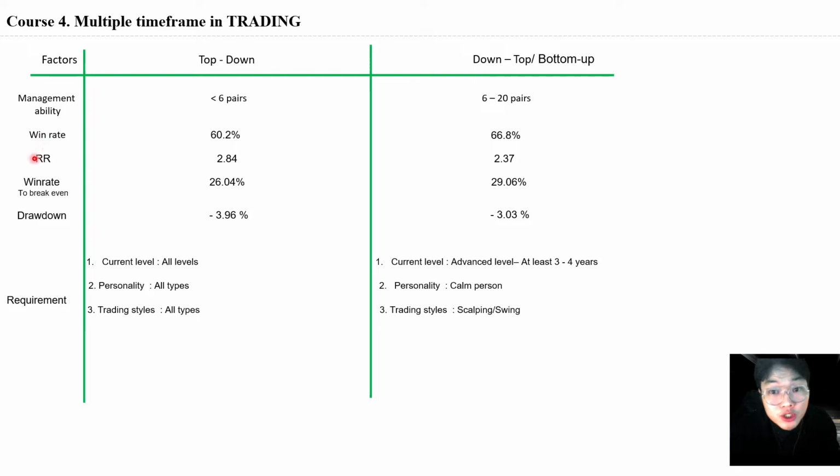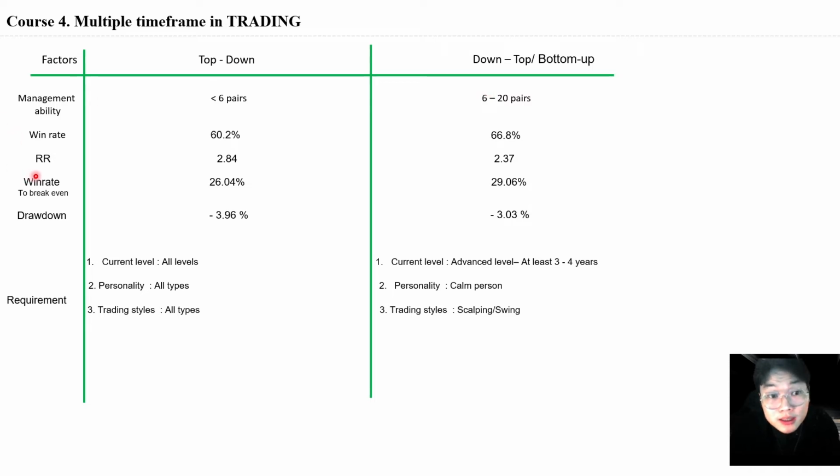About the reward-to-risk ratio, top-down analysis is higher than bottom-up. For top-down it is 2.84 and for bottom-up it is 2.37. And why is it like this? Because with top-down analysis you can understand the big picture, the main market structures down to the smallest structure, and which price comes into your buying zone and entry. For bottom-up, you might manage too many currency pairs. Therefore, the number might be lower. And I summarized this information from some very popular and profitable traders in the market.